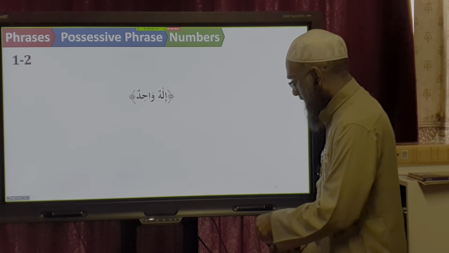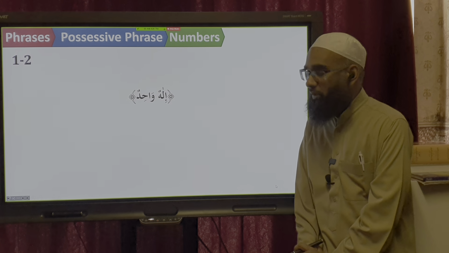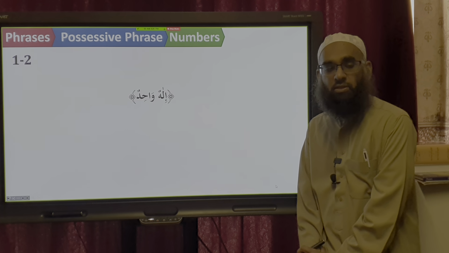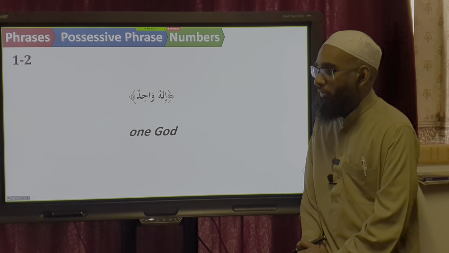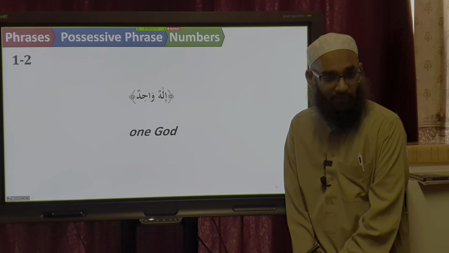So for example, we have ilahun wahidun. Ilah means God, deity. Wahid means one. So it means one God, one deity. Correct? One God and one deity.